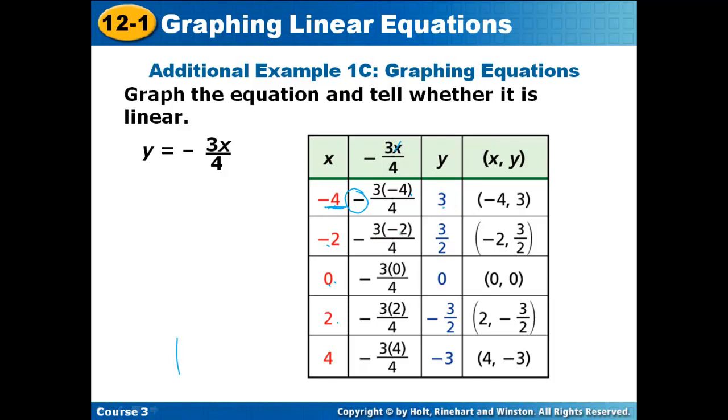3 multiplied by -2 will be -6. -6 over 4, we will simplify, so it will be 3 over 2, and the negative will go out with this negative. We have here 3 over 4: 3 multiplied by 0 is 0, so 0 over 4 is 0. 3 multiplied by 2 will be 6, and we have a negative here, so -6 over 4. This is the simplifying of it. Here 4 will go out with 4, so the answer will be -3.